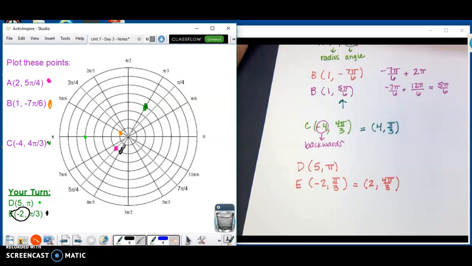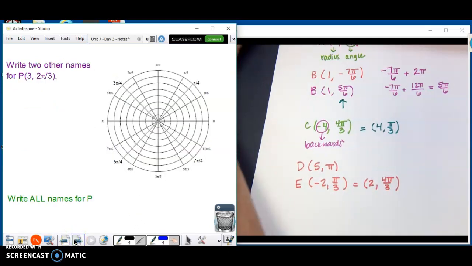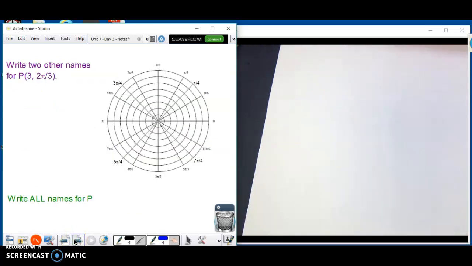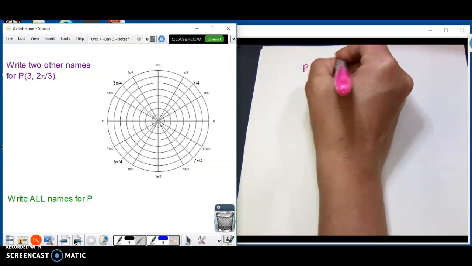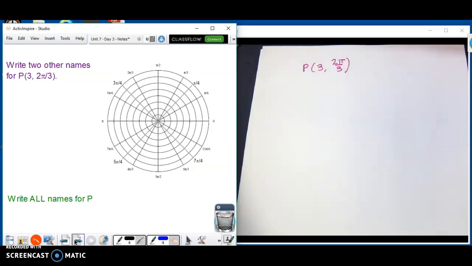Okay, so for the next part, we want to write 2 other names for 3, 2 pi over 3. So very similar to what we were just doing. So for the point that we're working with here, 3, 2 pi over 3, let's go ahead and graph this point.